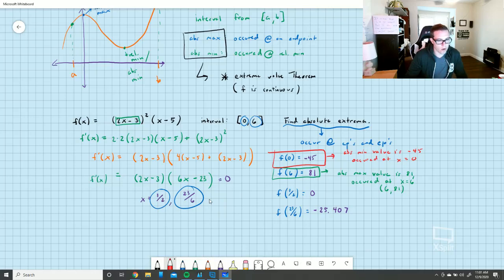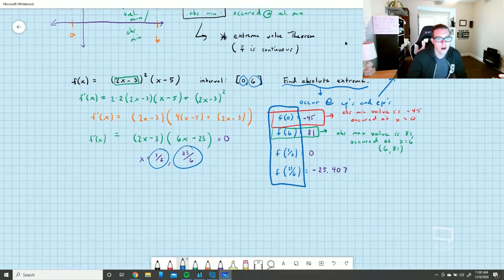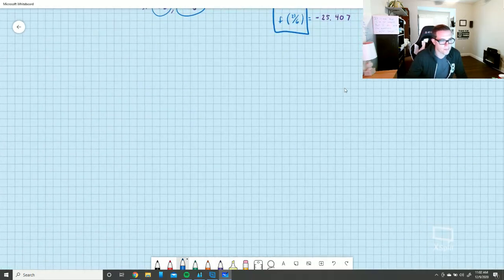Now, one more thing, and we'll do a lot more this second semester. When I identified all of the critical points and endpoints, I call these the candidates. They are the places where the absolute max and absolute min can occur. So second semester, I'll really go into this idea of candidates. It basically means where they can occur. So you're going to start by listing the candidates and then finding each of those values. All right, so let's do one more example of this.